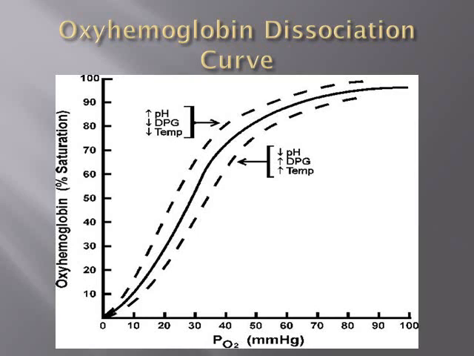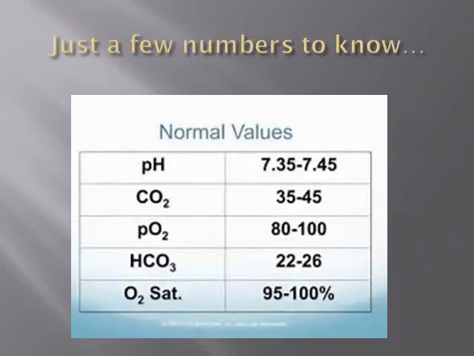Or I'm sorry, a PaO2 of 60, 70, or 80 is an SaO2 of 90, 95, and 100. So a PaO2 of 60 is at a saturation of 90% if your pH and temperature are normal. So just a few numbers to know. These are your normal pH values.